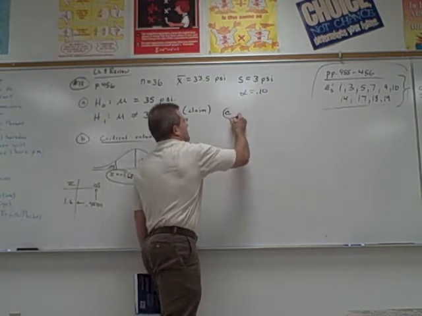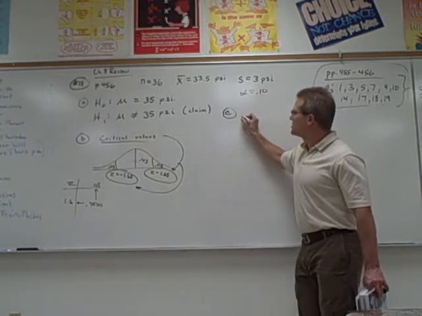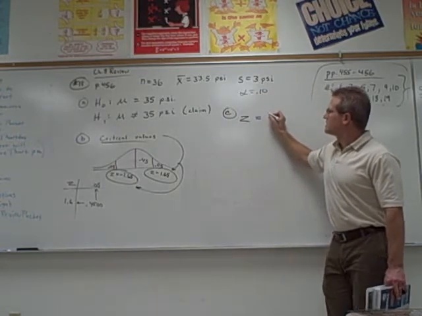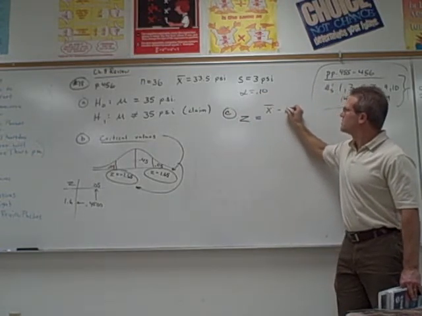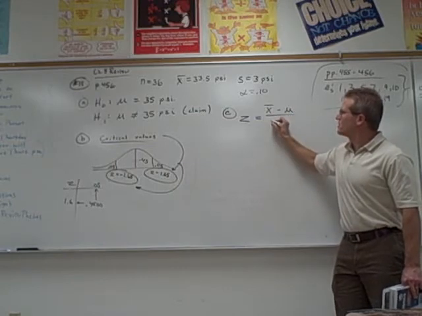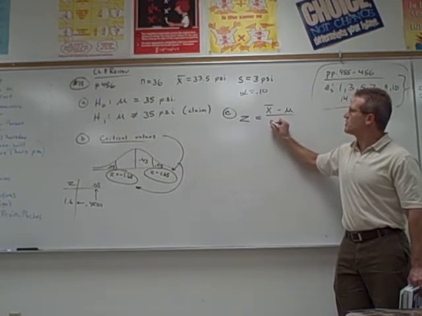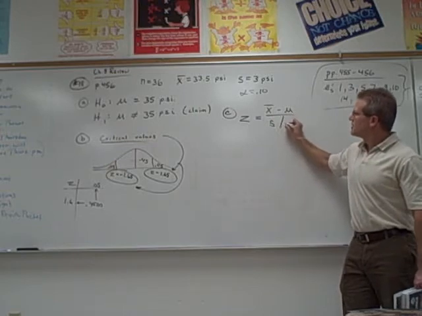All right, so test value. We're using Z. Here's the formula. It's X bar minus mu over the population standard deviation, but since we don't know that, we're going to use the sample standard deviation divided by the square root of n.